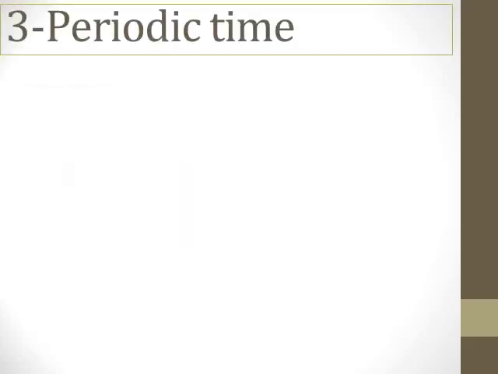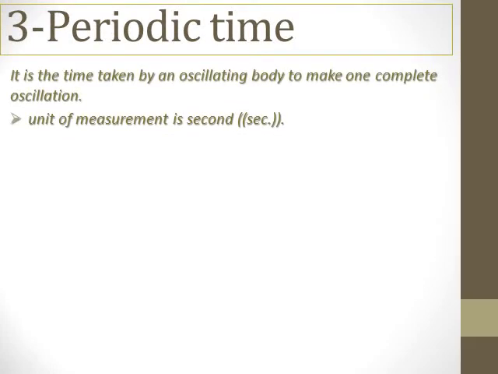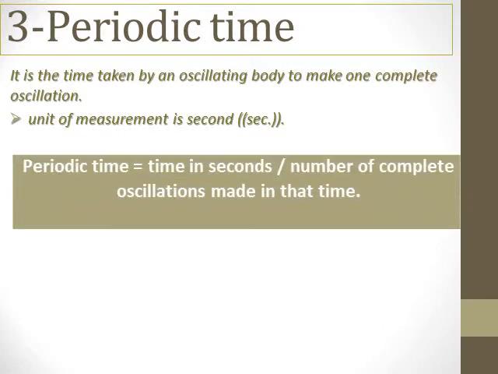Number 3 is periodic time. It's the time taken by an oscillating body to make 1 complete oscillation. Unit of measurement is second. You can determine the periodic time through the following equation. Periodic time equals time in seconds over number of complete oscillations made in that time.